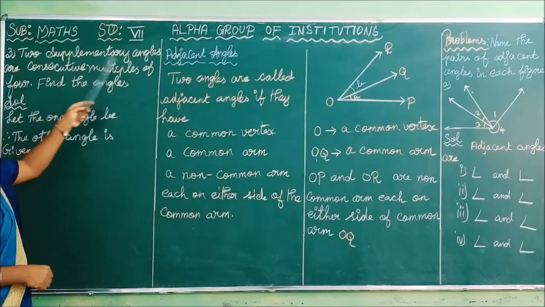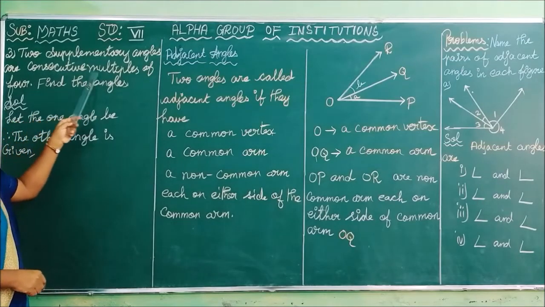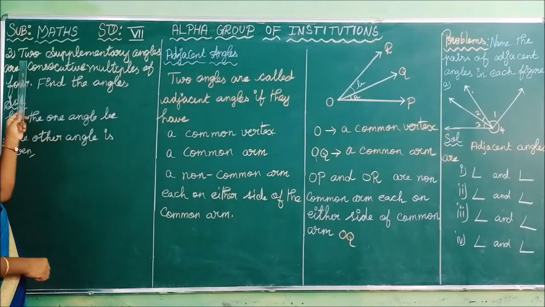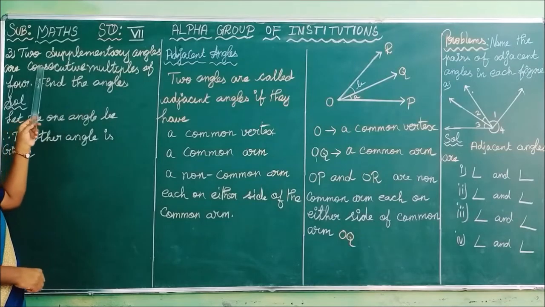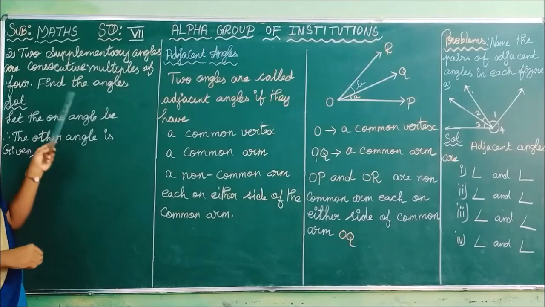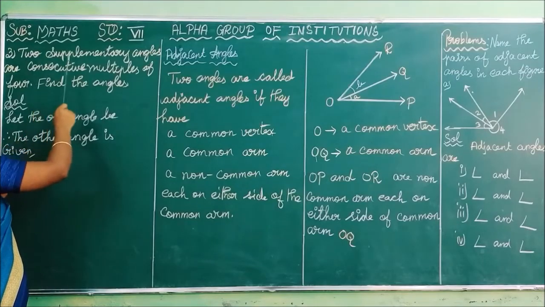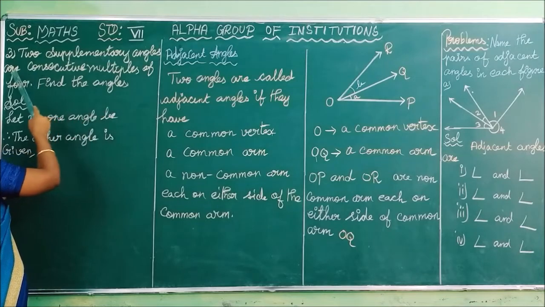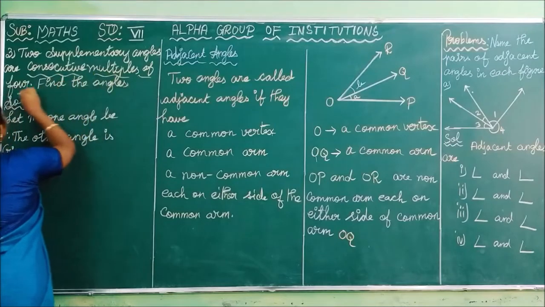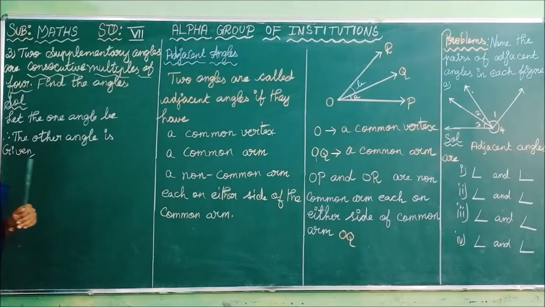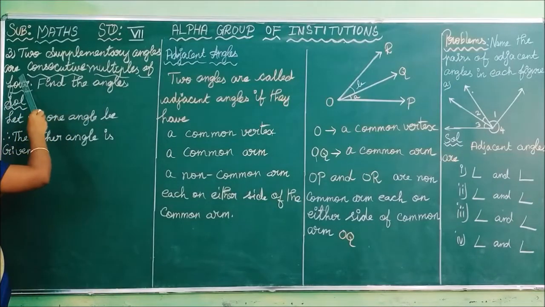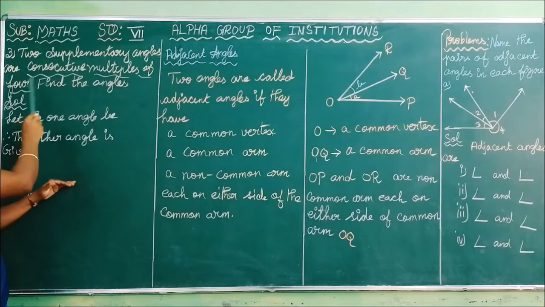Two supplementary angles are consecutive multiples of 4. Find the angles. What is the given data in the question? Two supplementary angles are consecutive multiples of 4. Find the angles. We have to find those two angles. The two angles are supplementary angles, and what is the hint they have given? They are consecutive multiples of 4. Do you understand, children? Consecutive multiples means continuous numbers, the next and preceding number. So two supplementary angles are consecutive multiples of 4. Find the angles.